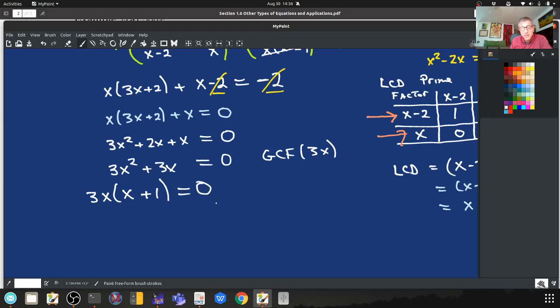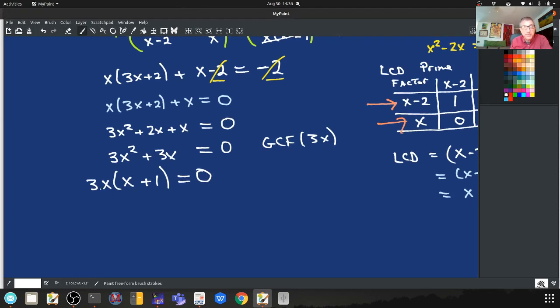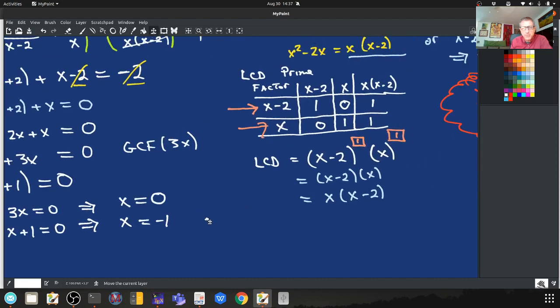It factored really nicely. So now I just use the zero product factor theorem. So that tells me 3x is equal to 0, or x plus 1 is equal to 0. So this implies, dividing both sides by 3, 0 divided by 3 is 0, and 3x divided by 3 is x. So this implies x is equal to 0. And this implies x is equal to minus 1. So at this point we have to run over here and see what is in our forbidden list.